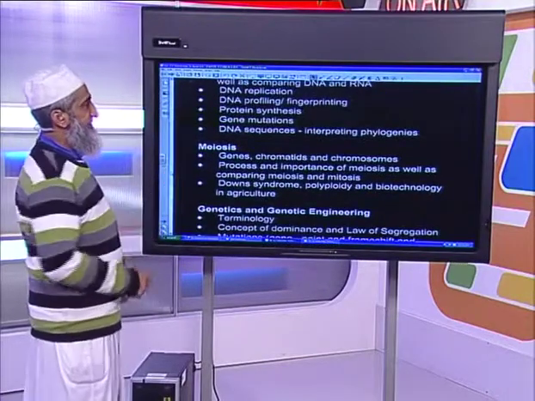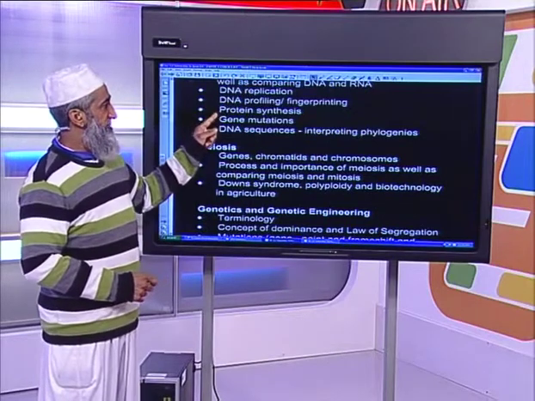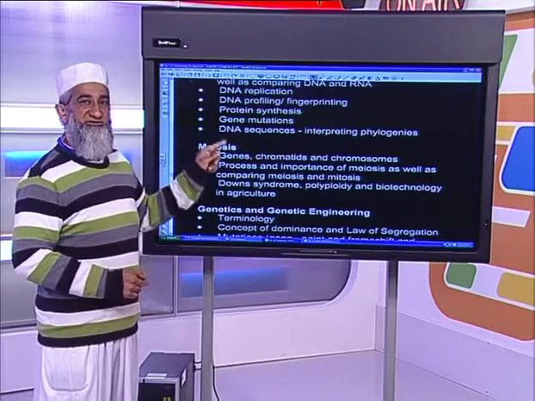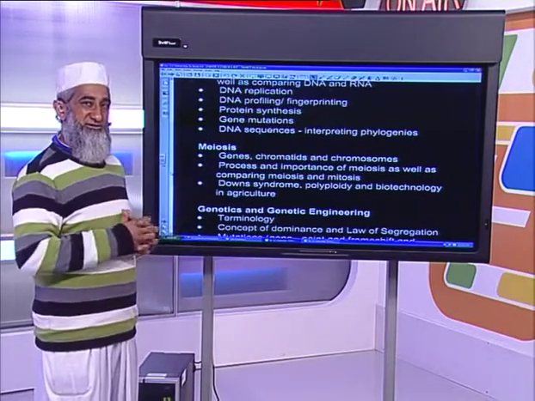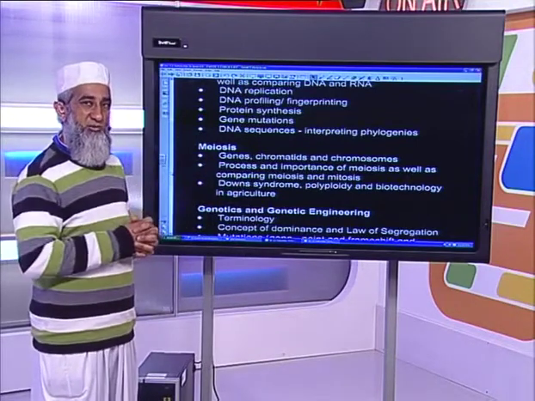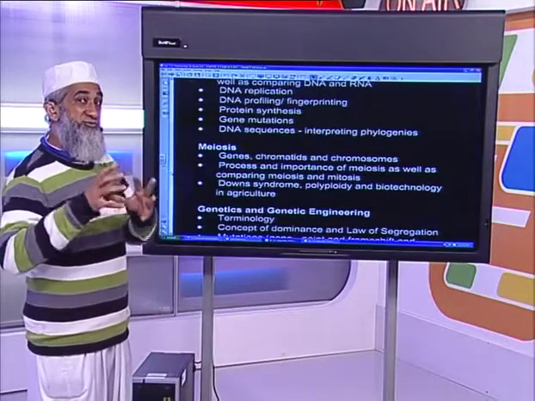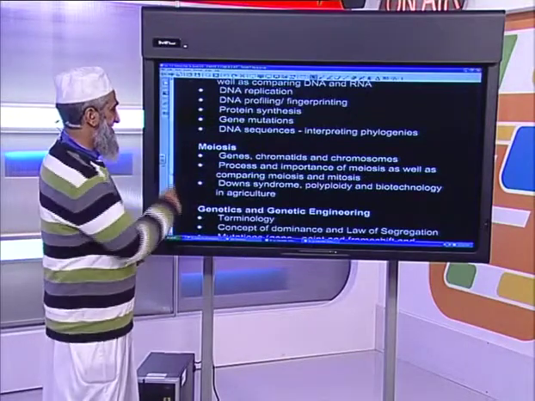There you have it: DNA replication, DNA profiling, protein synthesis, gene mutations. You'll notice gene mutations come up throughout our syllabus. From this section right up to the end of paper 1, you will hear about mutations, so we need to focus on that in a lot of ways. We also look at the sequences in DNA.